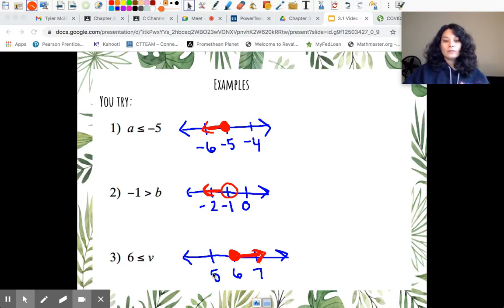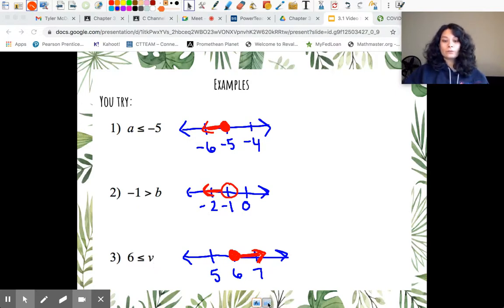Number 3, these numbers are going to flow the way that we would expect them to for positives. They're just going to flow numerically, smaller to larger as I read it left to right. Closed circle above the 6 since there's a bar underneath that symbol, and then I shade right because this reads V is greater than or equal to 6.